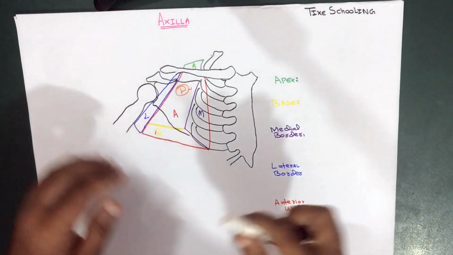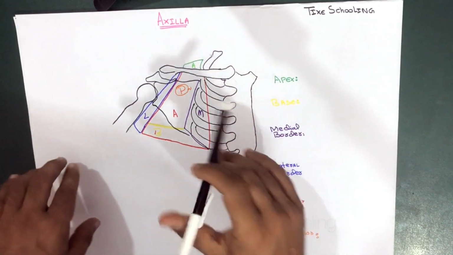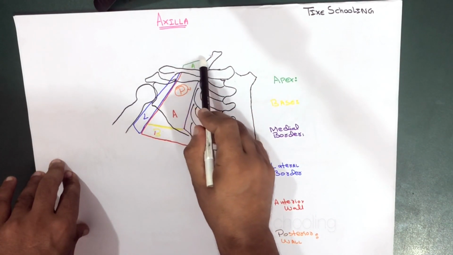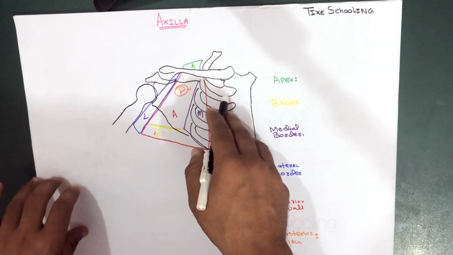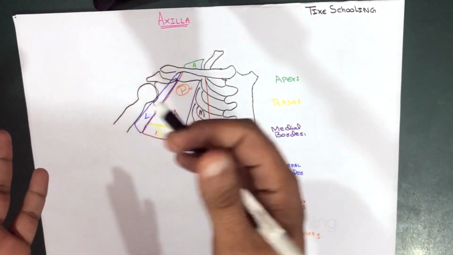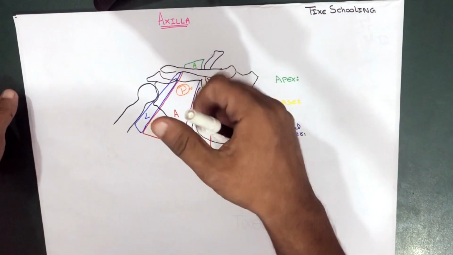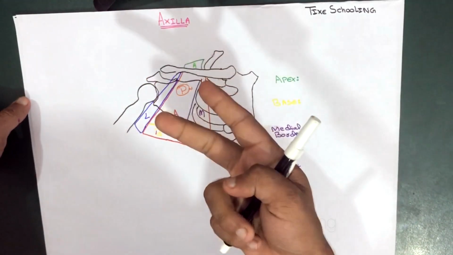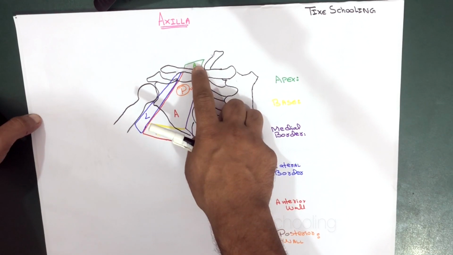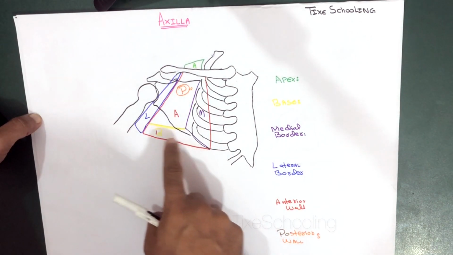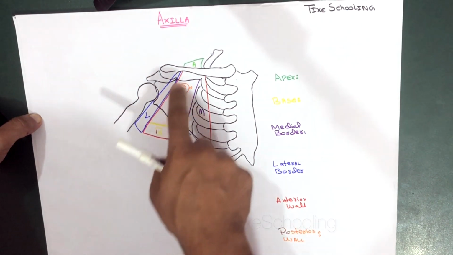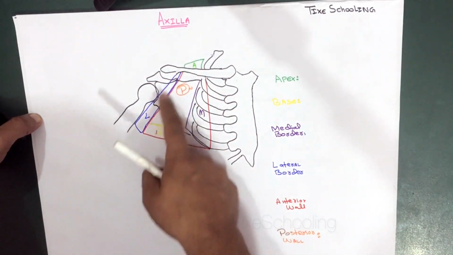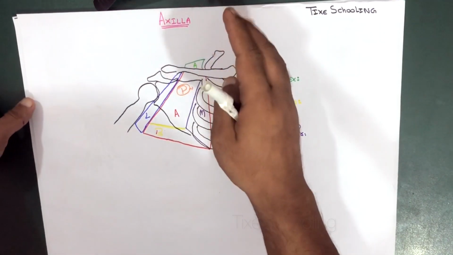So let's start with the apex. The apex is this area which I have highlighted in green, or you can say, the upper end. The axilla has four boundaries, a base and an apex. This is an apex, the above side. This is a base, which I have written with the letter B, A for apex, and I have drawn the boundaries. So let's talk about the boundaries.